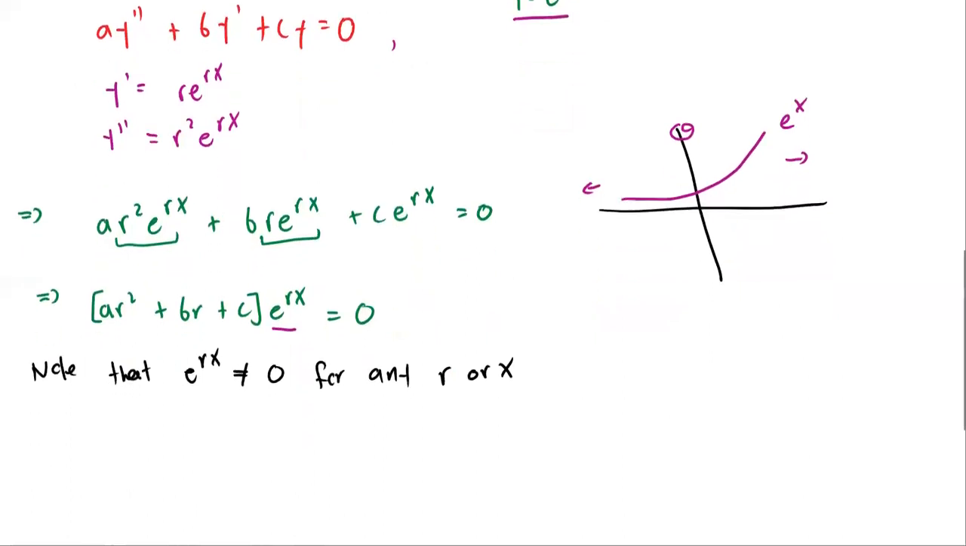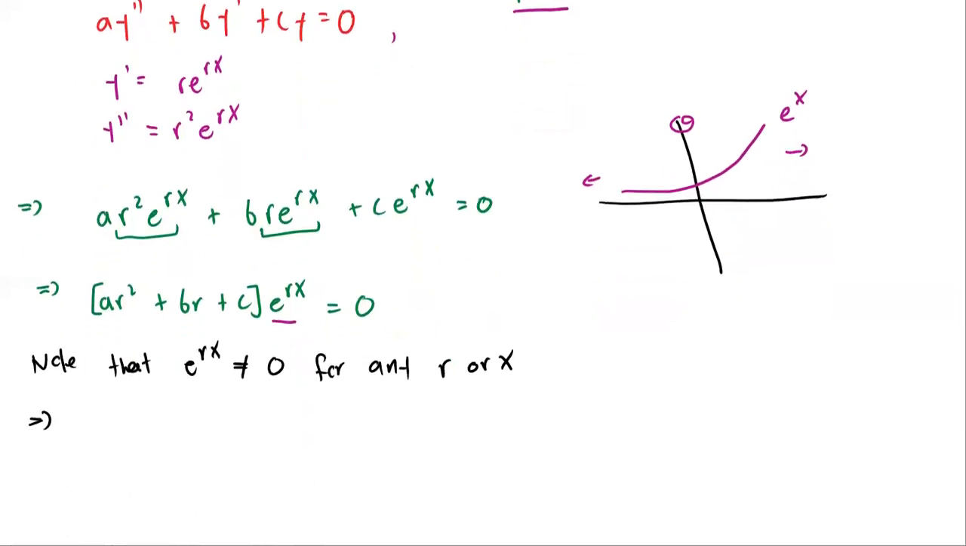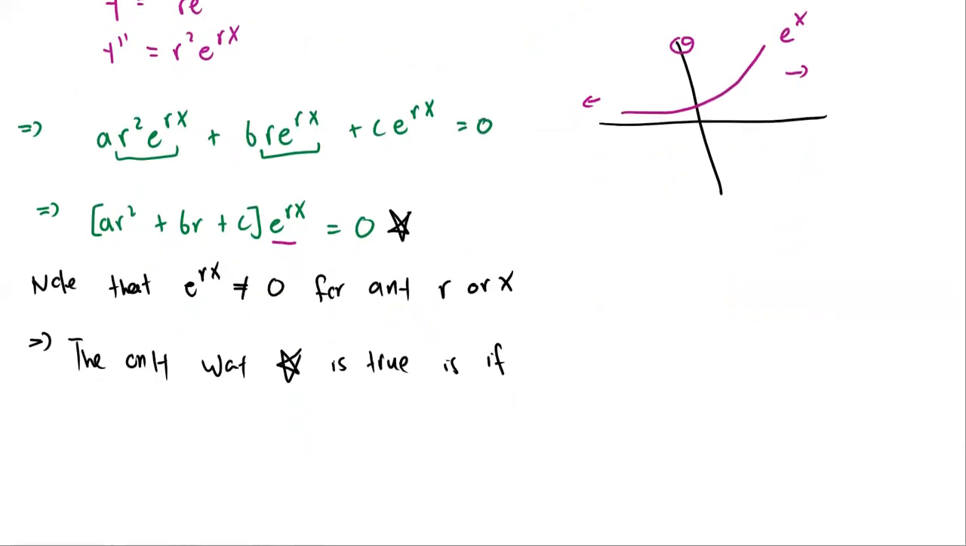So what does it mean for us? Let me call this equation star. The only way star is true, so that equation is true, is if the other factor is 0. What's the other factor? Well, it's a times r squared plus br plus c equals 0.